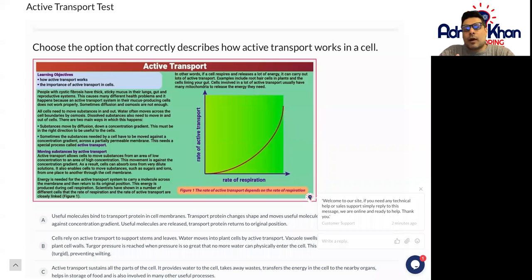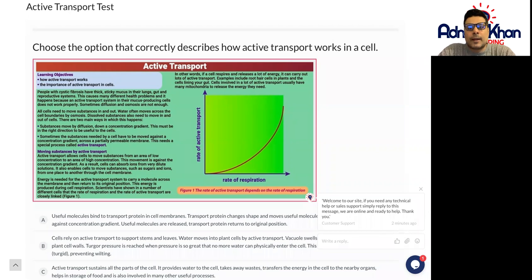Now, active transport allows cells to move substances from an area of low concentration to an area of high concentration. This is completely opposite to what we studied in diffusion and osmosis before. So this movement is against the concentration gradient. Cells can absorb ions from a very dilute solution. It also helps cells to move substances such as sugars and ions from one place to another through what we call the cell membrane.